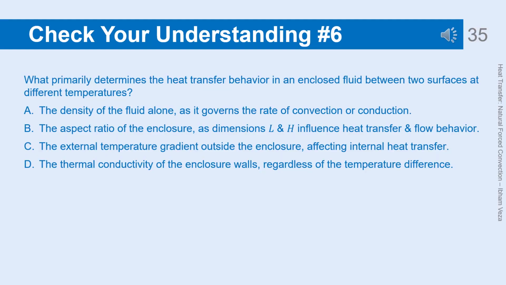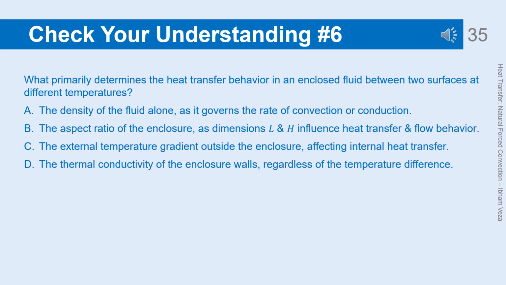Correct answer B. The aspect ratio of the enclosure, as dimensions L, H, and W, influences heat transfer and flow behavior. Explanation of incorrect options. A. The density of the fluid alone, as it governs the rate of convection or conduction. This is incorrect because while fluid density affects convection, it is not the sole determinant. The aspect ratio and temperature gradient play a significant role in heat transfer behavior.